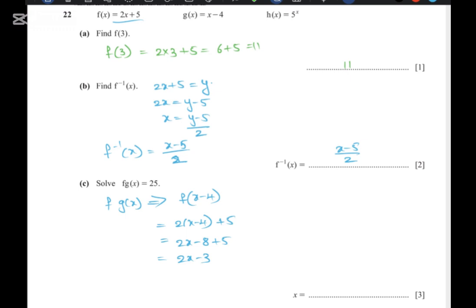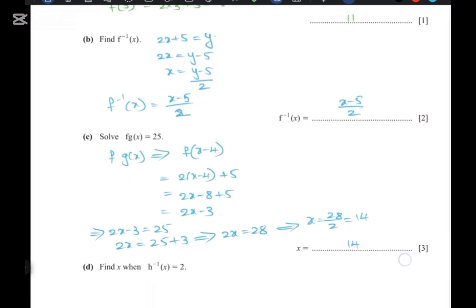So they have given us 25. This is equal to 25. So equate this to 25. So 2x minus 3 is equal to 25. Solve for x now. This will give you 2x as 28. Next step, x is equal to 28 by 2, which is 14. So we solved it, the x value we got is 14.